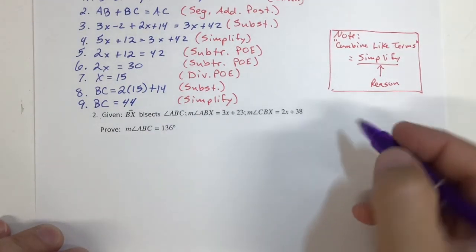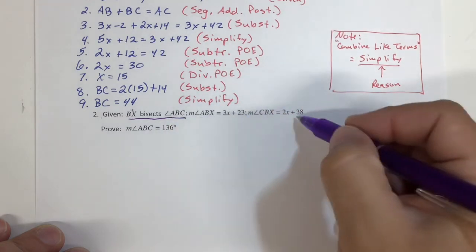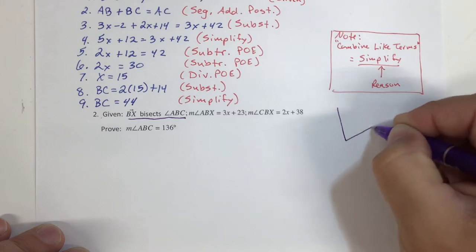Okay, we are going to draw a picture for this first part again, but then we're going to write the rest of it in our given. Okay, so I'm going to draw an angle ABC.